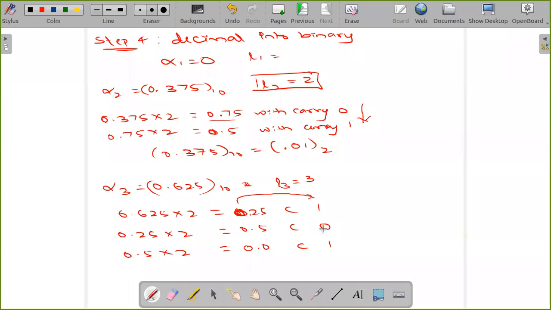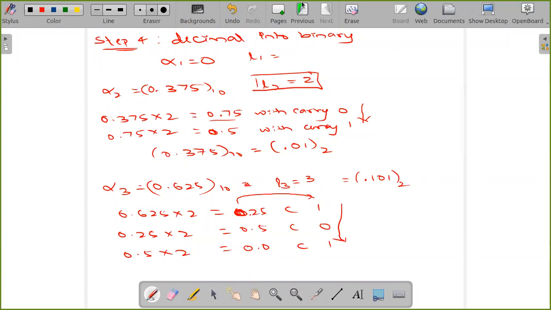Here I required only 3 bits, so I'll stop here itself. Then how has it to be written? The binary number of this will be 0.101 in binary.